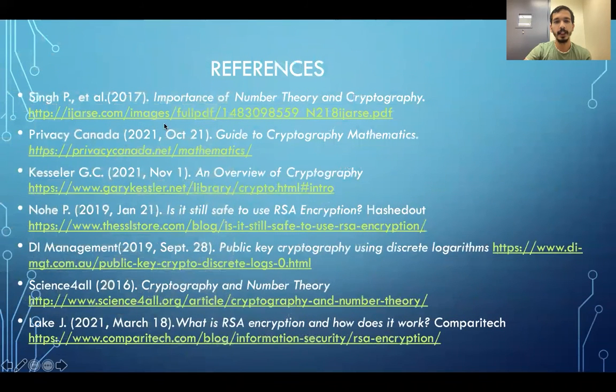We have references. I used Importance of Number Theory and Cryptography to explain the base concept of number theory. I used Privacy Canada as my main heading topic. I used An Overview of Cryptography to explain the history. I used Is It Still Safe to Use RSA Encryption for cracking RSA. I used Public Key Cryptography Using Discrete Logarithm to explain the Diffie-Hellman problem and integer factorization problem. I used Cryptography and Number Theory. I used What Is RSA Encryption and How Does It Work to explain RSA.